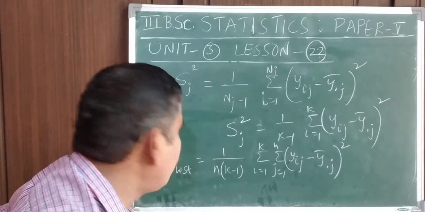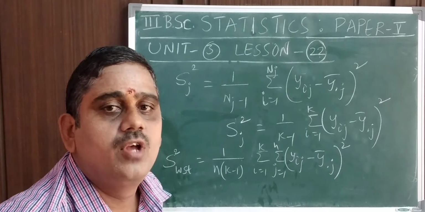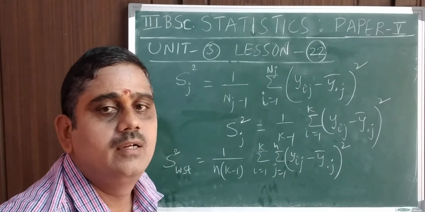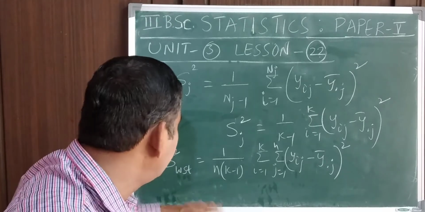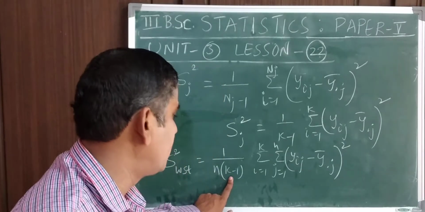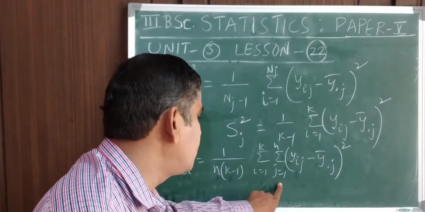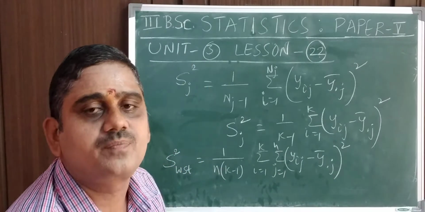Separately, another formula we have considered, S square WST. Now I tell you another formula, of the correlation coefficient. Is it right? Is it clear? 1 by n into k minus 1, small n into k minus 1, summation i is equal to 1 to k, j is equal to 1 to n, yij minus y bar dot j the whole square.